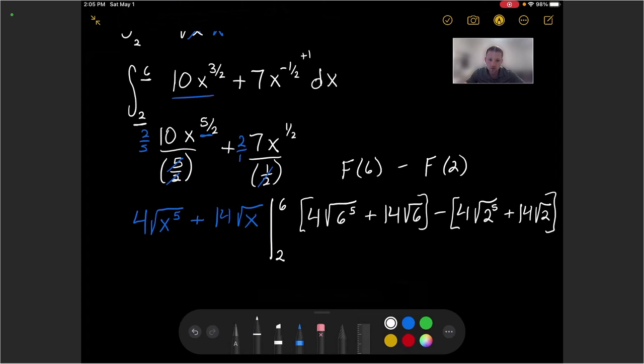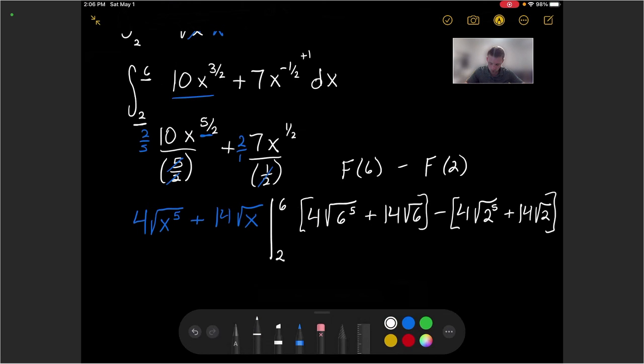Now, we certainly could put this into a decimal, approximate this, but this is the solution for us. This is the exact solution. There's a few things you could reduce, but this should be an acceptable answer for this definite integral.